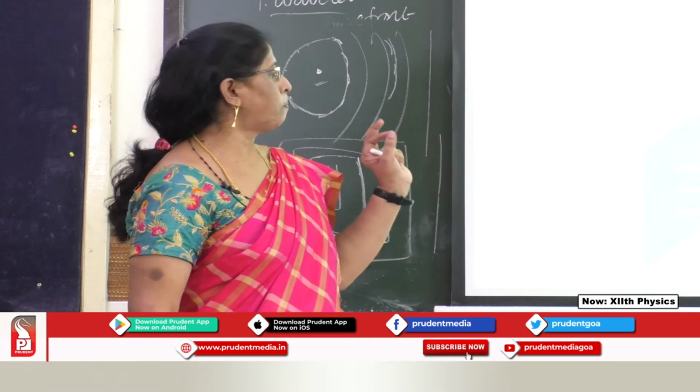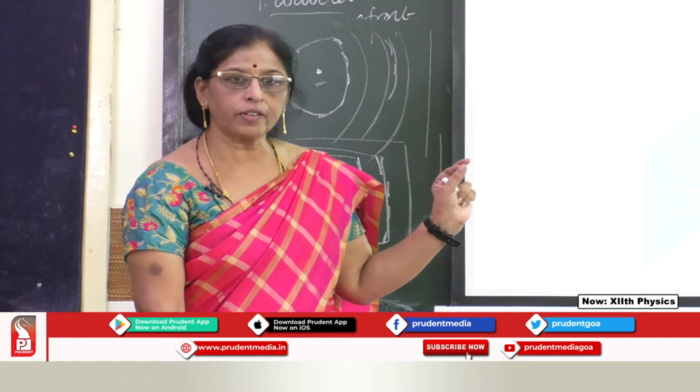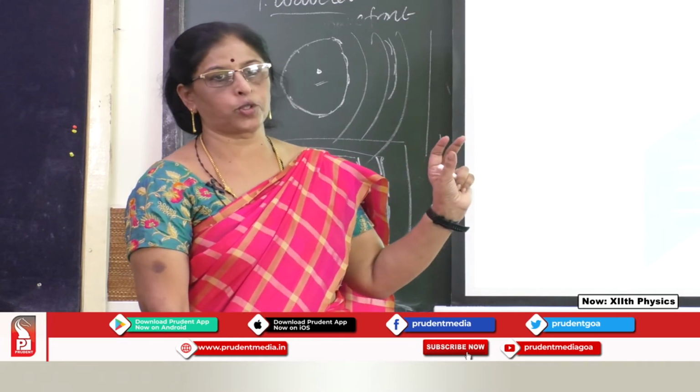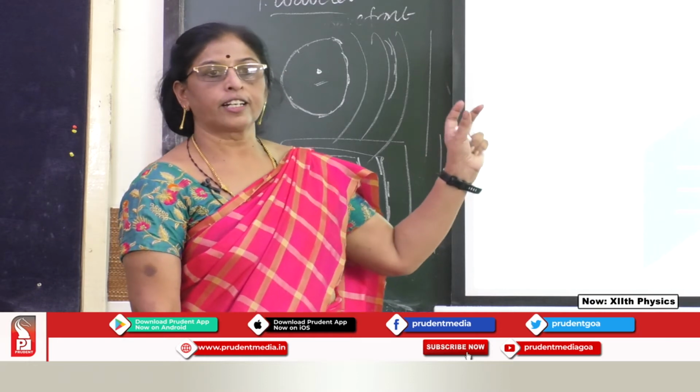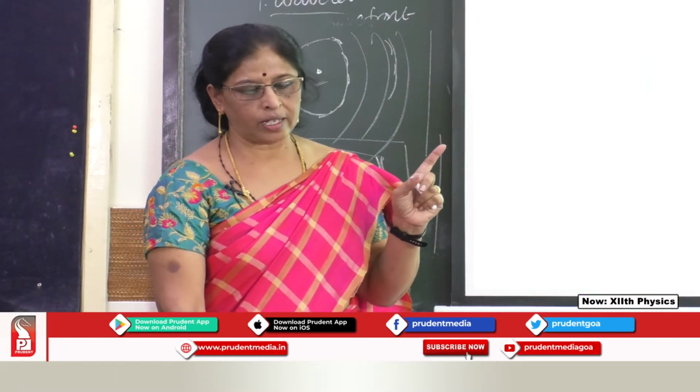Now this is a plane wavefront, which I said: when you consider the spherical wavefront at a distance from the point source, or when you consider a cylindrical wavefront at a distance from the source, it looks like a plane. We cannot make out the exact shape. That is a plane wavefront. So, the pink dots are wavelets, the wavefront, and the red line shows the direction, that is the ray, which is always perpendicular to the wavefront. Okay, I will move to the next one.